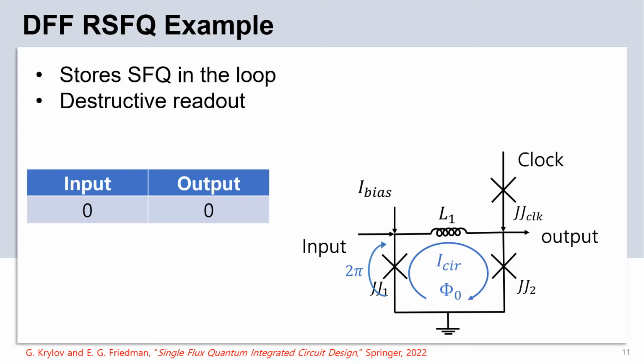So now when receiving a clock SFQ pulse from the clock input, JJ2 will switch because it has a larger bias current. And when JJ2 switches, it produces an SFQ pulse to the output.